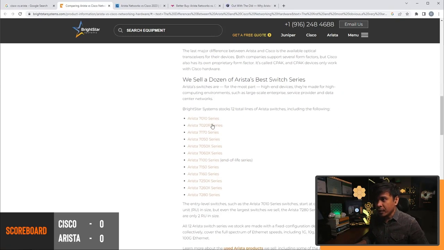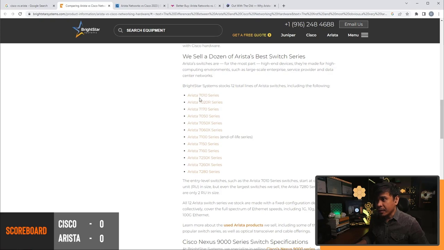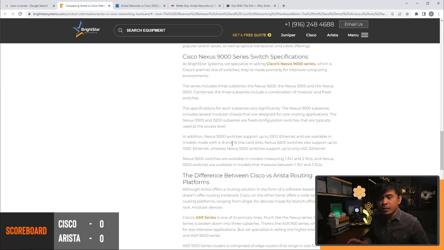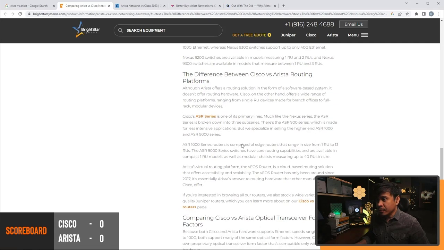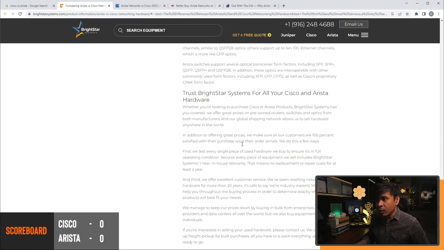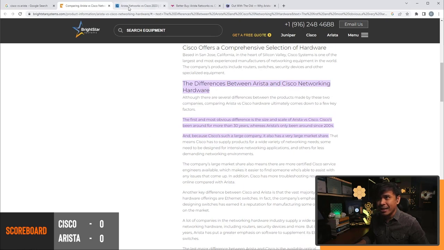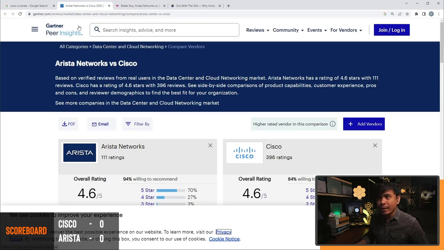Now, if I scroll down here, so here are some of the Arista switches lines and the family of switches. And Cisco Nexus 9000. All right, so basically it's Arista's switches versus Cisco 9K. I know there are a lot of Cisco's series family of switches, but the 9000 is one that matches Arista switches. Now, this blog is really all about the company, the Bright Star System, because this company, they are an SI or system integrator. They offer both Cisco and Arista hardware. So nothing really worth reading on this page. So we'll just close this one and we'll look at Gartner.com.